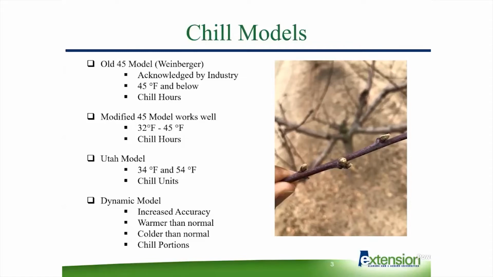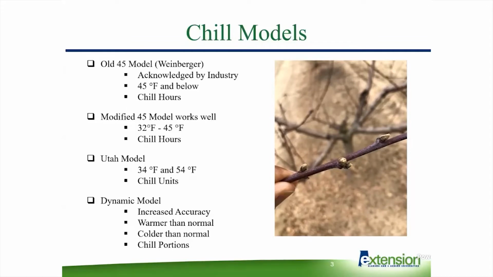Next is the Utah model, which is interesting because it actually assigns a value to certain chilling temperatures. So not all temperatures will provide the same amount of chilling. It measures chilling in terms of chill units, and measures from 34 Fahrenheit to 54.